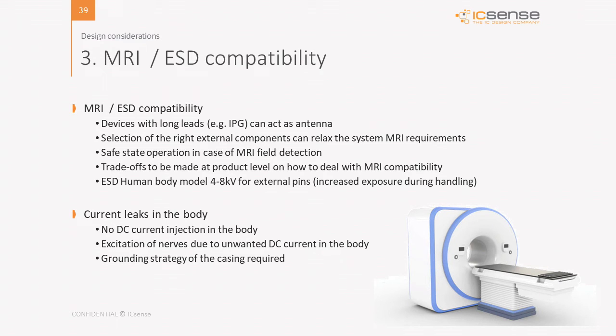The third design consideration is MRI and ESD compatibility. Keep in mind that devices with long leads, like for example IPGs, can act as an antenna and will induce currents, possibly breaking the chip. So keep in mind that this is something you need to cover at system level. Also, the selection of the right external components can relax the system MRI requirements. For example, in the feed-through to the electrodes, the power of the MRI field can already be buffered in the external capacitors.